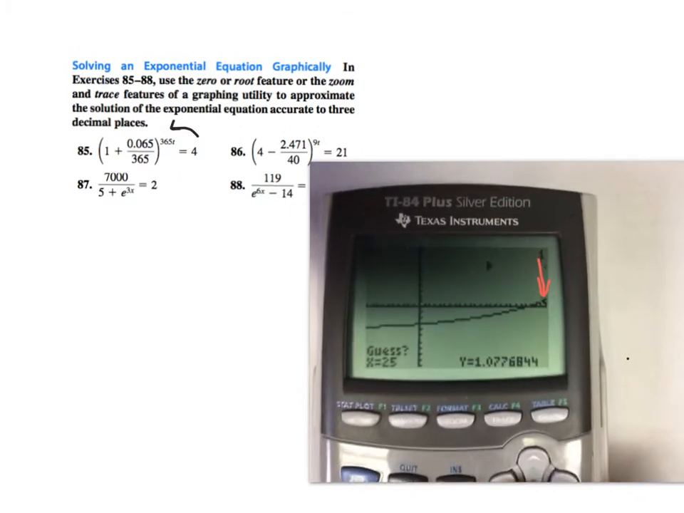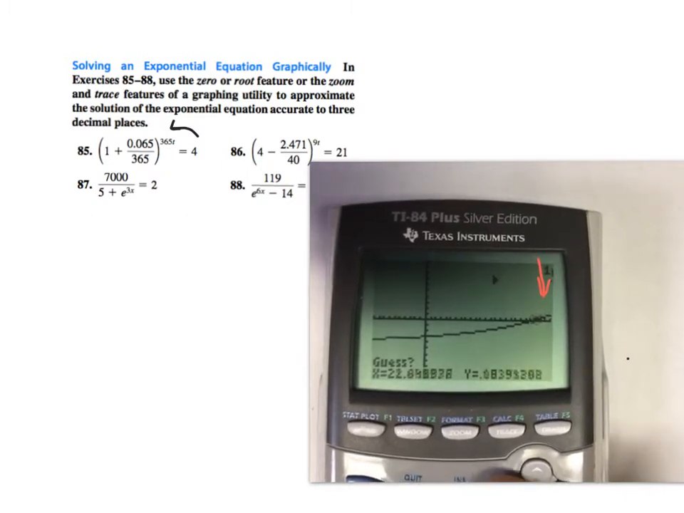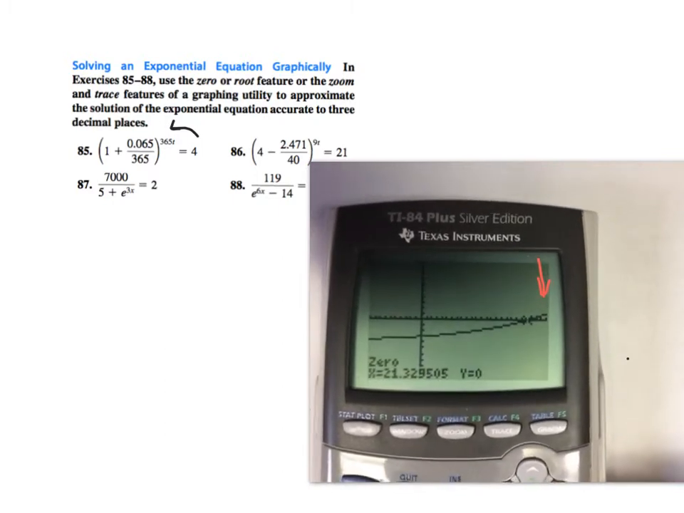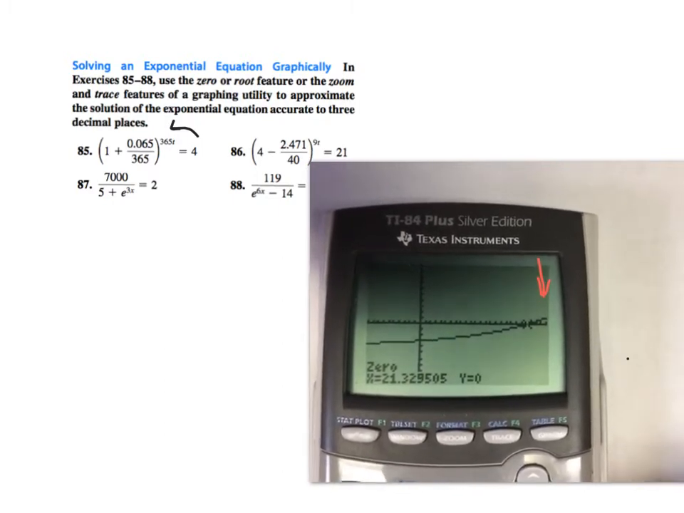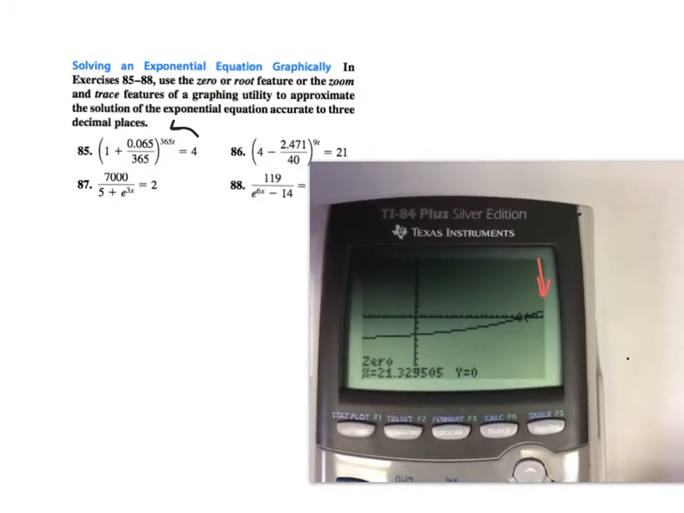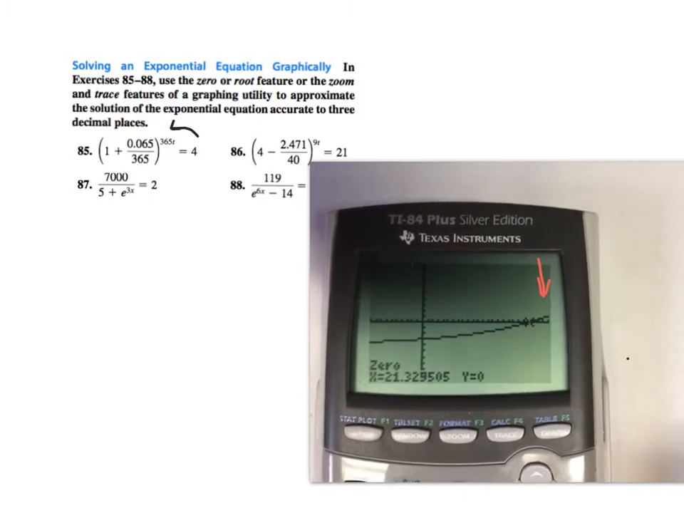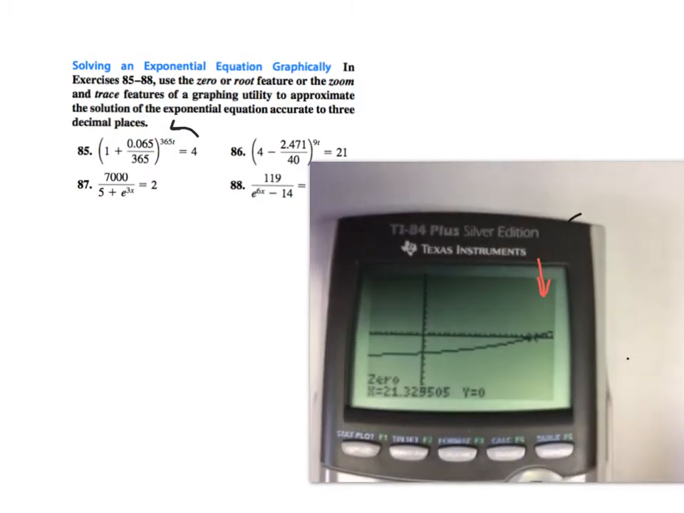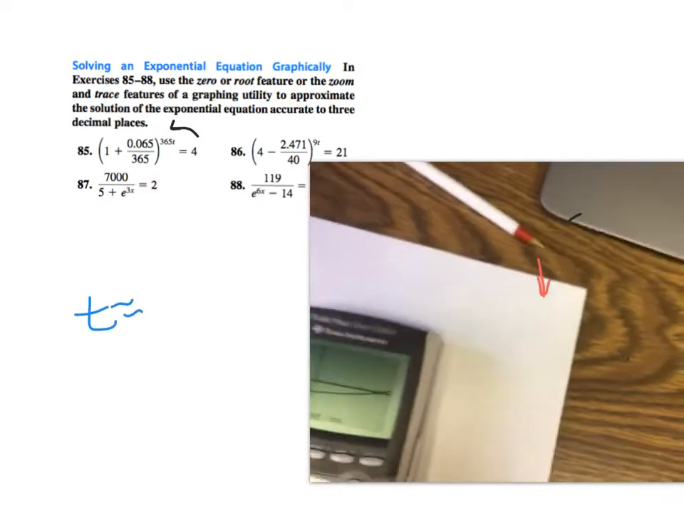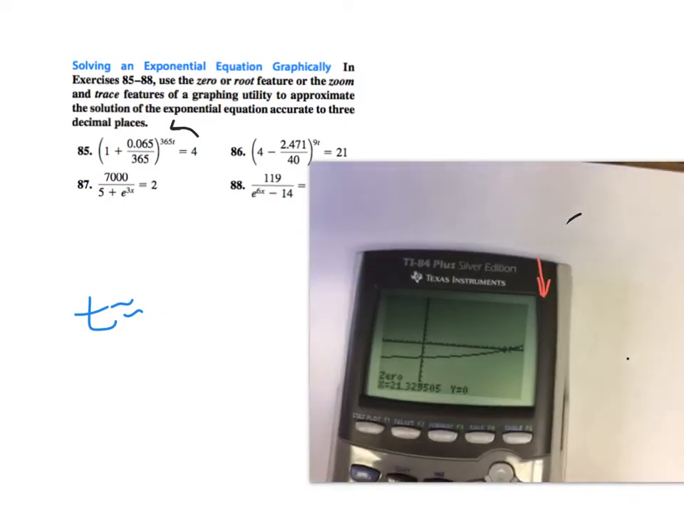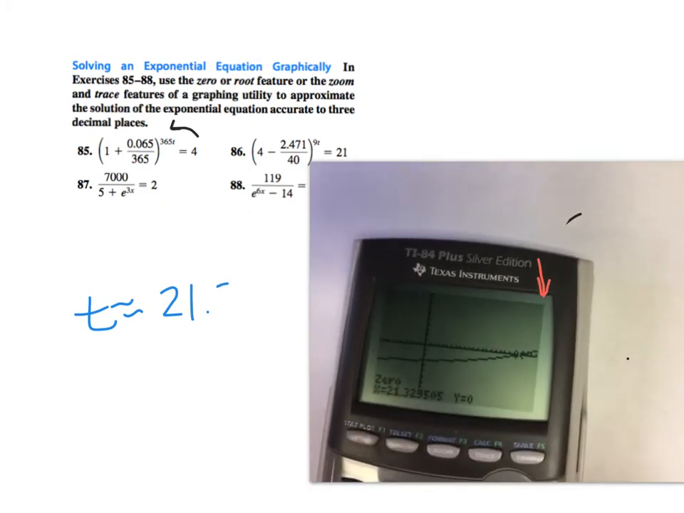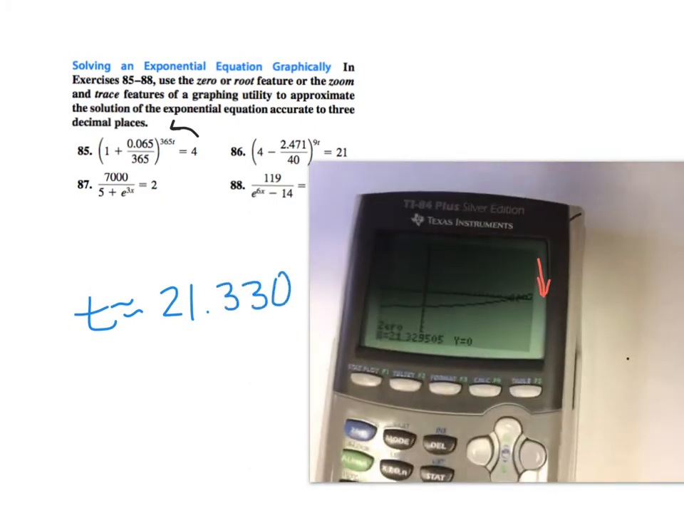Then it asks me to guess where that value is. I'm going to go over in this region. This just speeds up the process a little bit. It's somewhere around 20-ish. I'm going to hit enter, and it's going to tell me the 0 is about 21.32. So it says accurate to 3 decimal places. So basically at 21.330 years, we have our appropriate value. So t is approximately 21.330. And we are done with that problem.